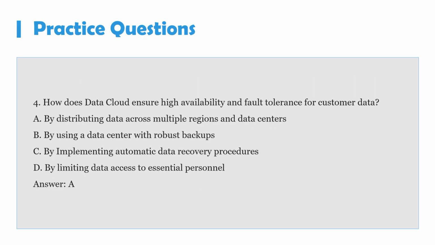4. How does Data Cloud ensure high availability and fault tolerance for customer data? A. By distributing data across multiple regions and data centers. B. By using a data center with robust backups. C. By implementing automatic data recovery procedures. D. By limiting data access to essential personnel. Answer: A.